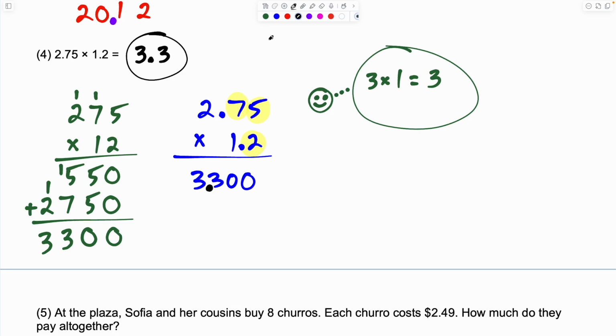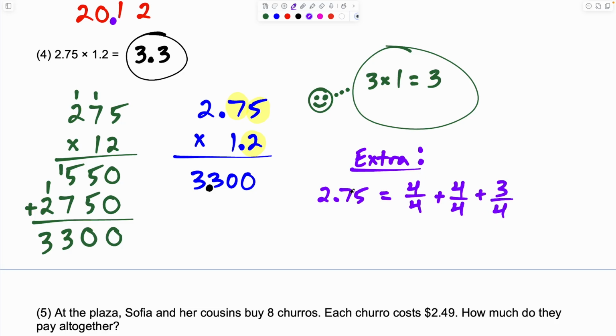So one other idea I want to explore is if we were to turn this into fractions. What I'm about to show is a little bit extra, but this is just a nice way to see that we could also solve this with fractions if we didn't want to work with decimals. So something like 2.75, this is the same thing as 4/4 plus 4/4 plus 3/4. Okay, 0.75 is the same thing as 3/4. Just think 3/4 is worth 75 cents. So here I have 4/4 plus 4/4 plus 3/4.